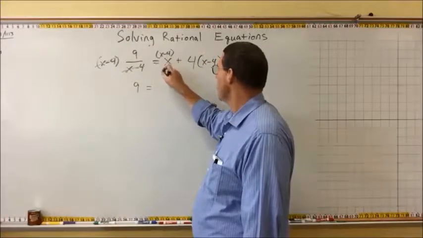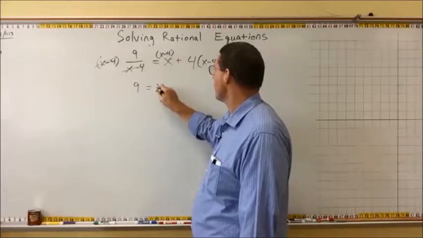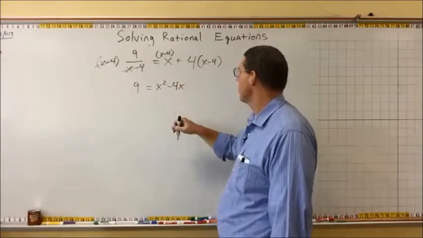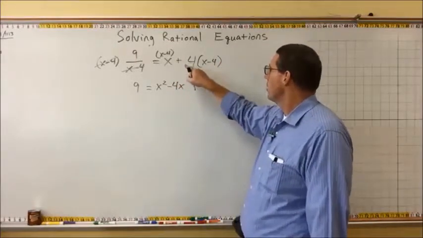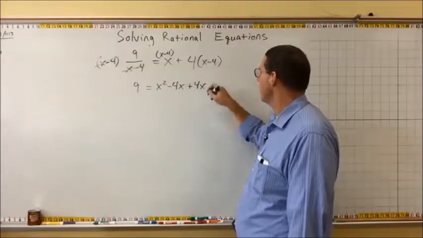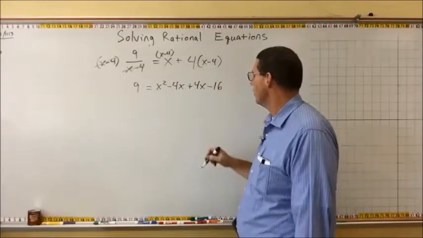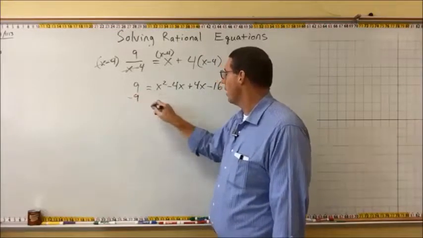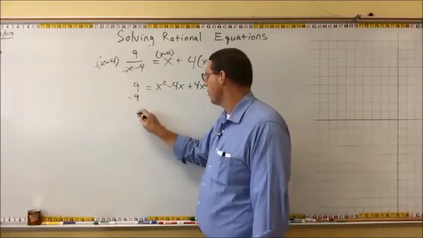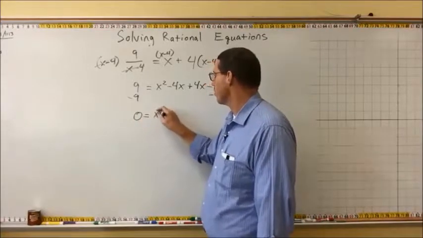X minus 4 times x, well, x times x is x squared. X times negative 4 is negative 4x. Then we have plus 4. So 4 times x is plus 4x, and 4 times negative 4 is negative 16. Now we're going to subtract 9. It's a quadratic, so we want to set it equal to 0, right? Subtract 9 from both sides, and we get 0 equals x squared.